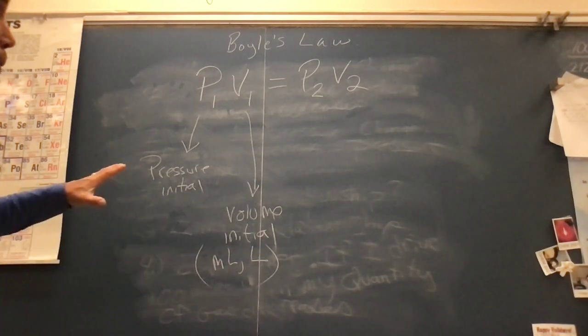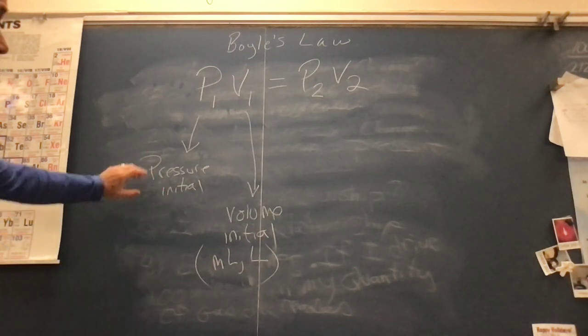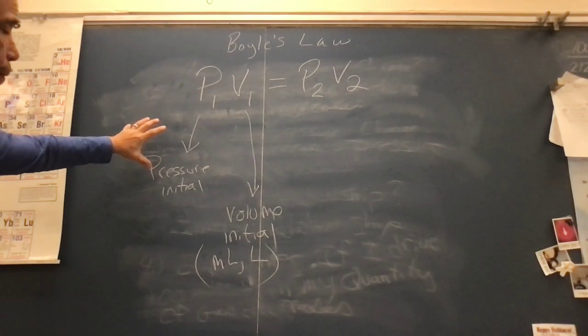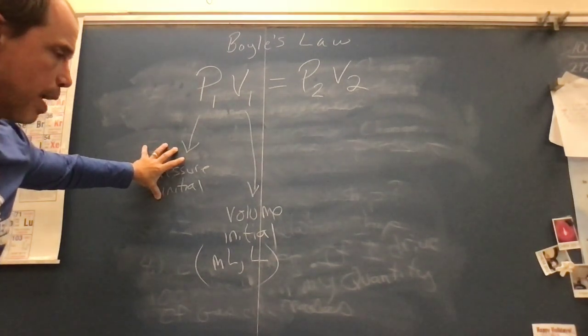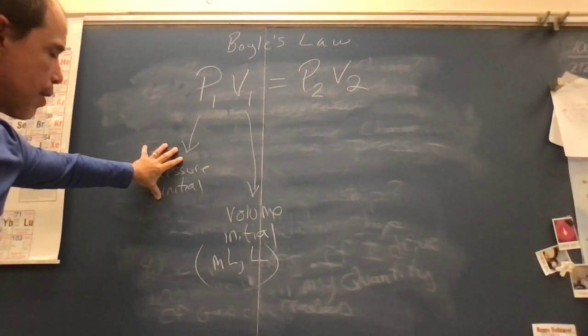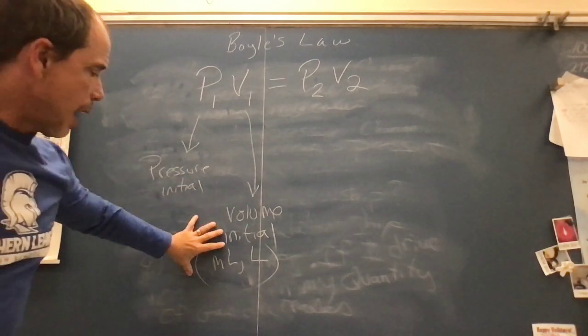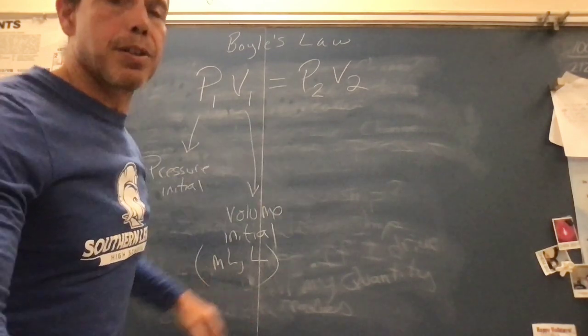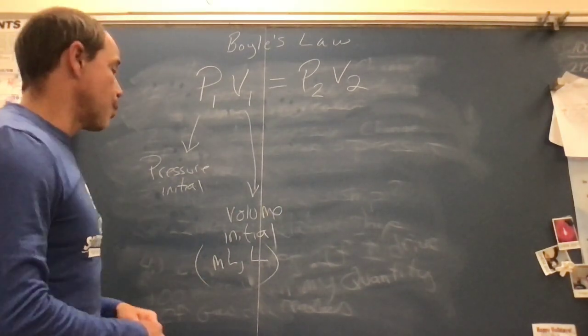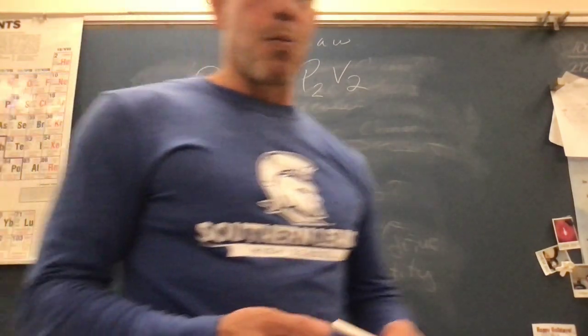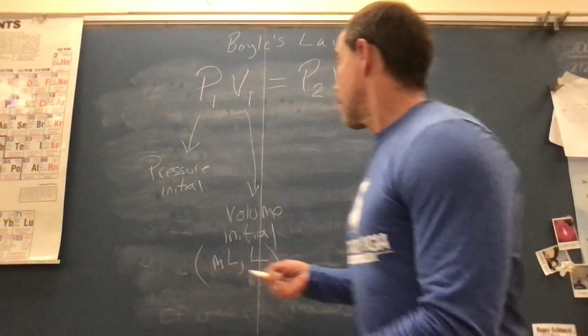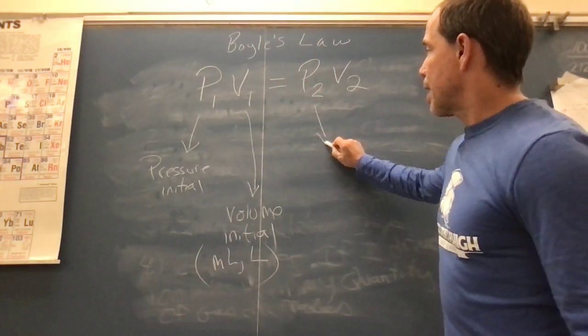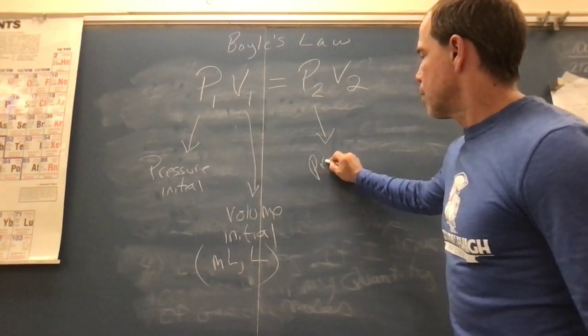What's important to recognize is that whatever you start solving the equation with, if you start solving the equation with atmospheres and liters, make sure that you're winding up with the same units. If we have different units, then we will get the wrong answer. All right, so you might have guessed already that P2 is pressure 2.